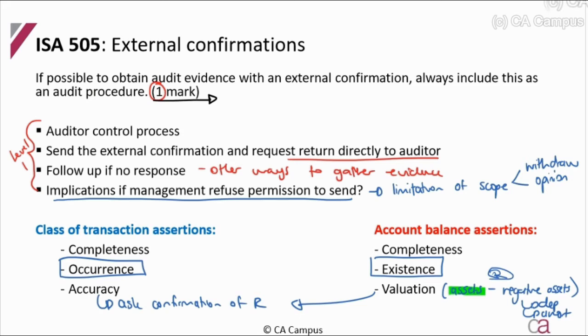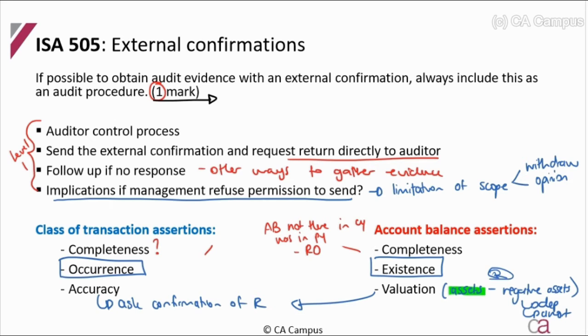And then for the completeness, if you can see that something is for an account balance, let's say an account balance is not there in the current year, but it was in the prior year, then you can go and request them to confirm that there is 0 for the current year. And the same for a transaction. Alright, so your 1 mark, obtain an external confirmation for that balance or that transaction.